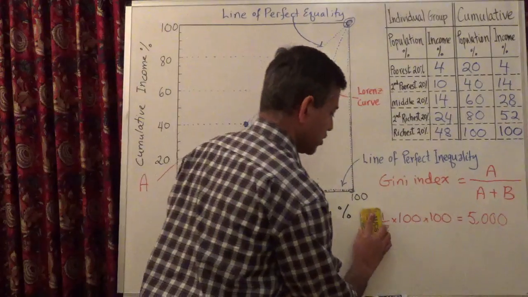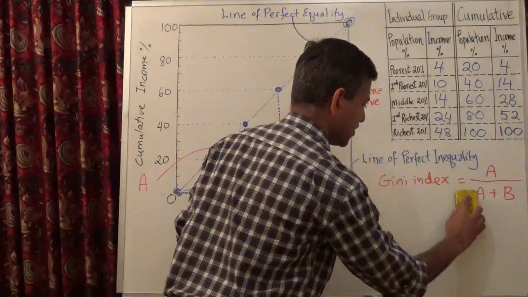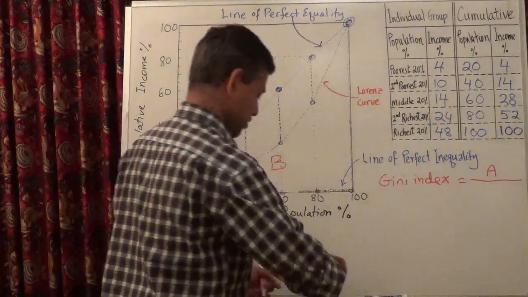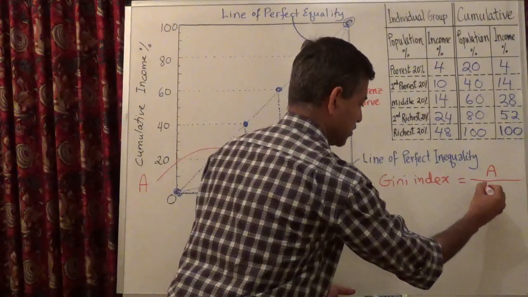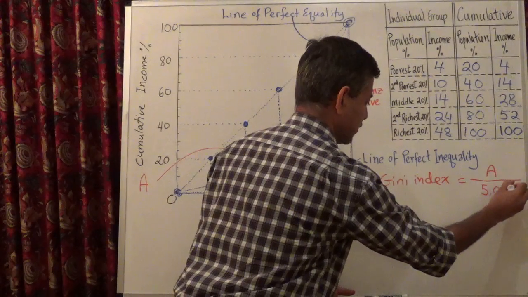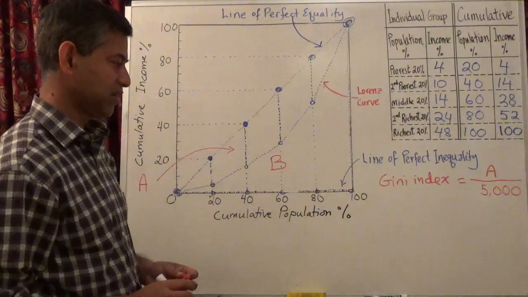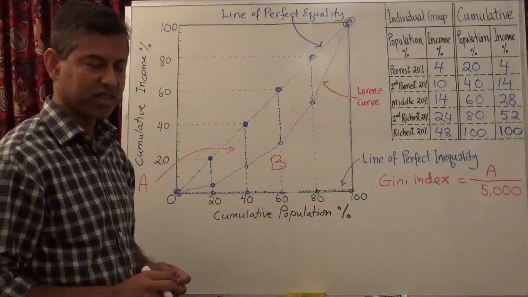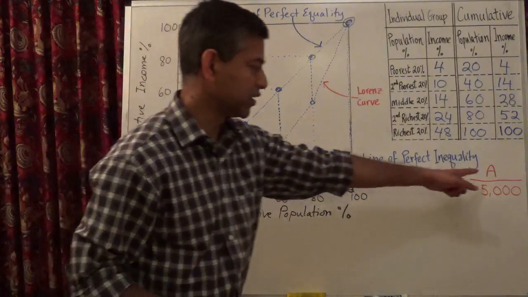And so we can essentially replace the denominator by this fixed number, 5,000. So what really remains as a task for calculating the Gini index is the calculation of area A.